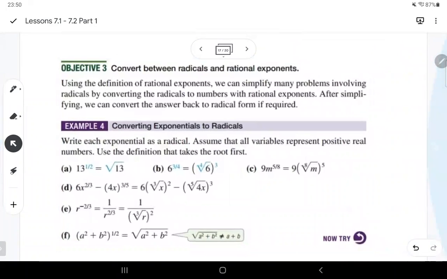Okay. So converting between radicals and rational expressions. Using the definition of rational exponents, we can simplify many problems involving radicals by converting the radicals to numbers with rational exponents. After simplifying, we can convert the answer back to radical form if required. So we're going to go from one to the other, and then if it's necessary to go back, we will.